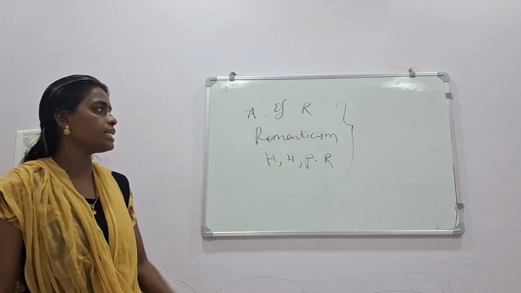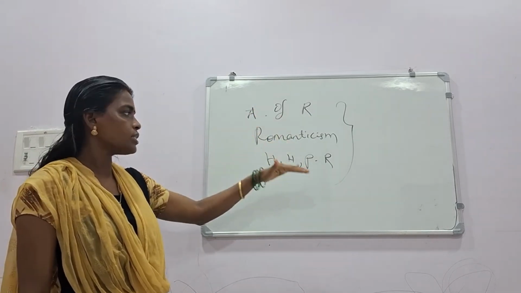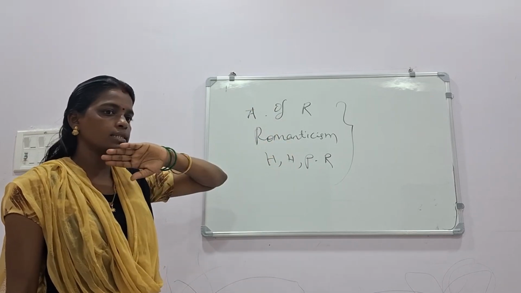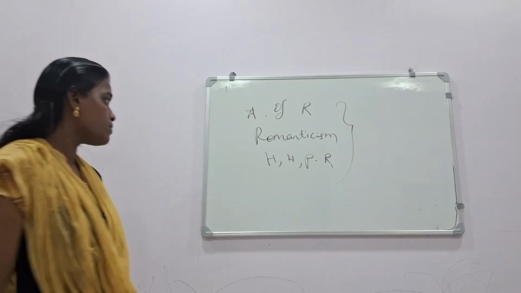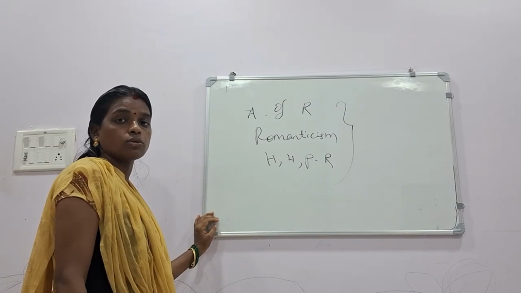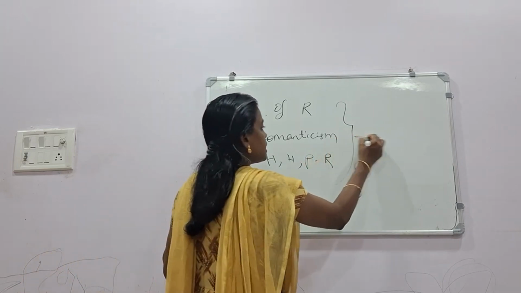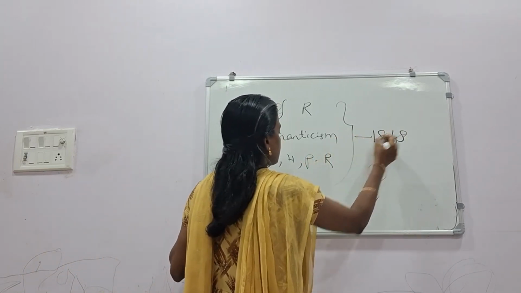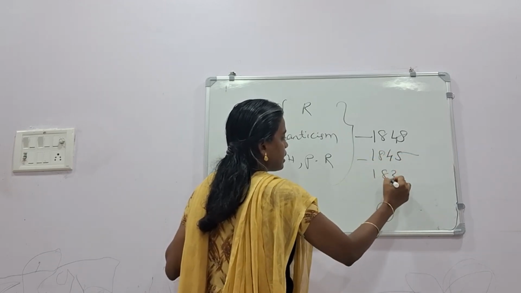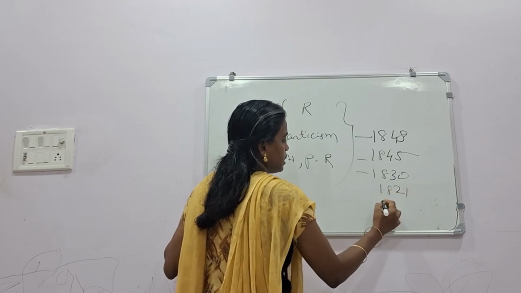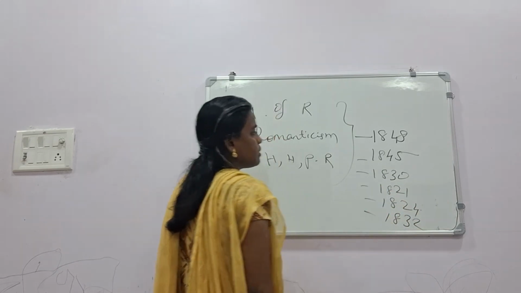All those information which we studied on the first topic, first side reading. Second one, making cultural changes. Third one, 1848, the people were involved in a revolt in Paris. Not 1838, 1848. All those information which we had discussed. See, 1848, 1845, 1830, 1821, 1824 and 1832. These are the years which we had discussed today.